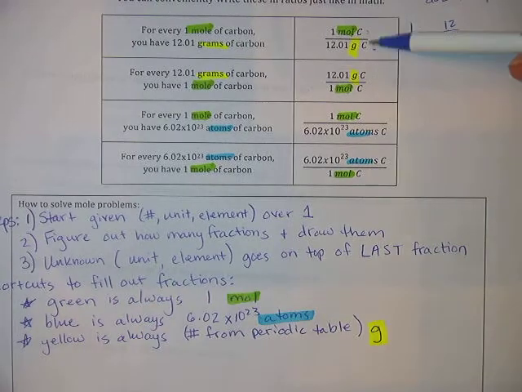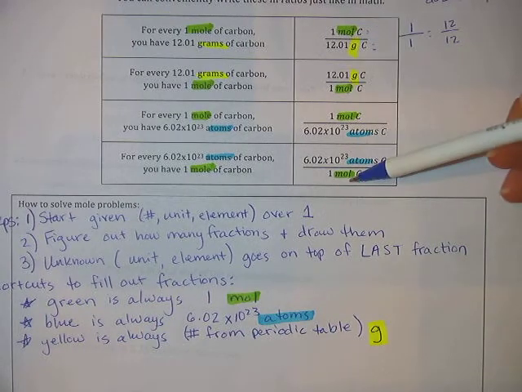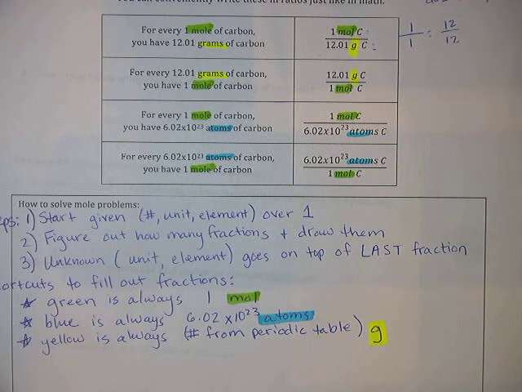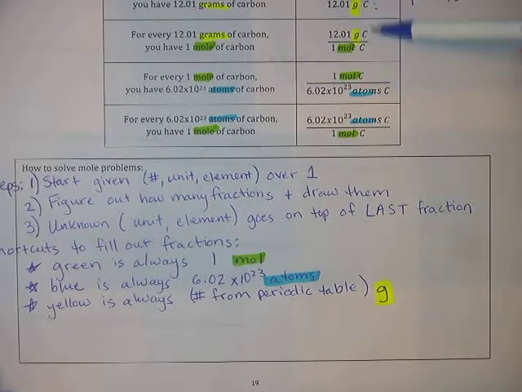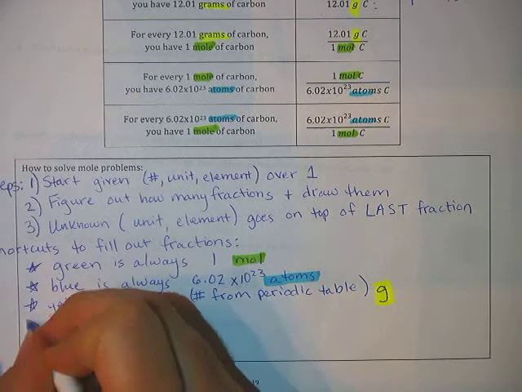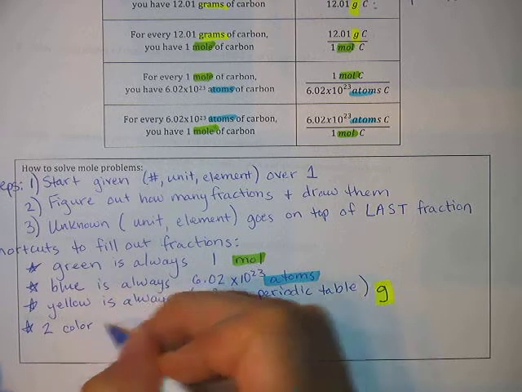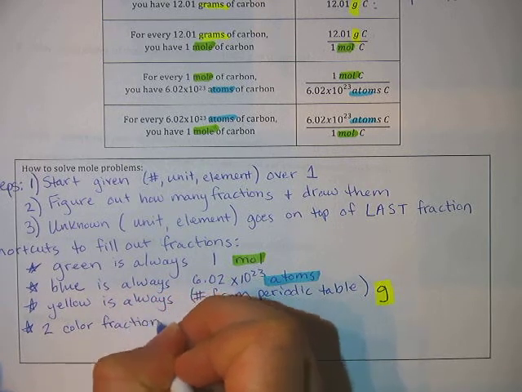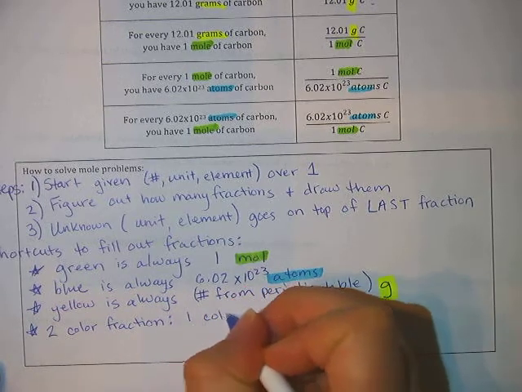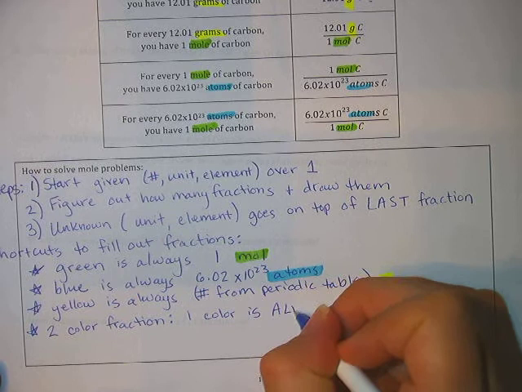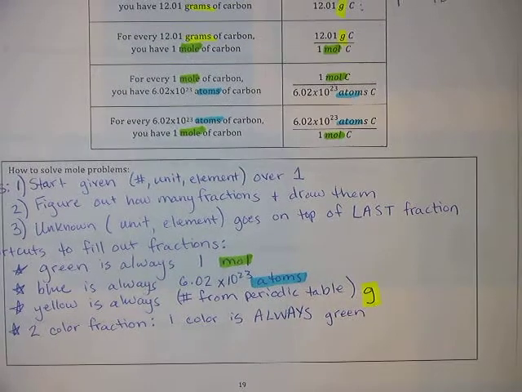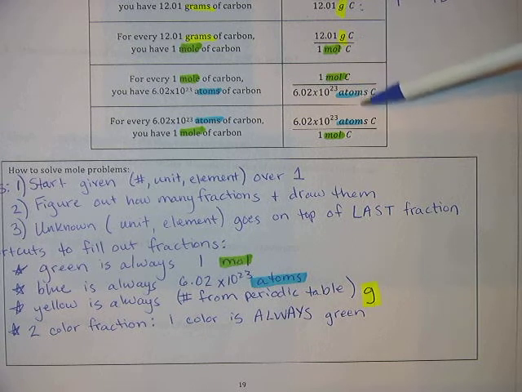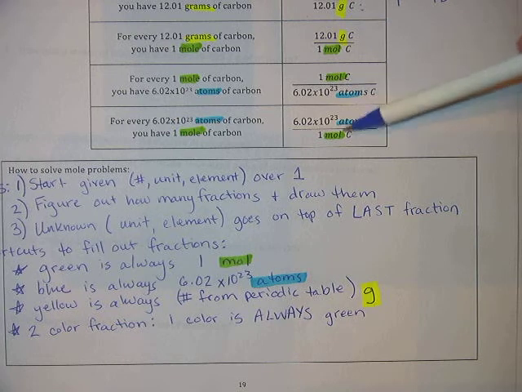And having seen that, I want to see if you notice any patterns in the way these colors meet up. For instance, for the fractions with 2 colors, what color is always there? Sometimes it's yellow and something, sometimes it's blue and something, but if you have a 2-color fraction, one of those colors is always green. Another way to look at that, especially if you're colorblind, would be that if you have 2 units in the same fraction, one of them always has to be moles.